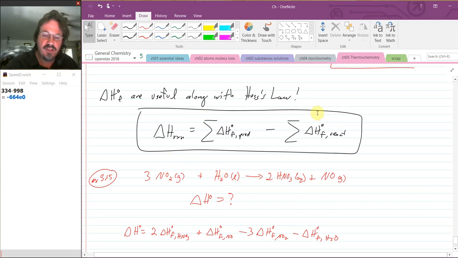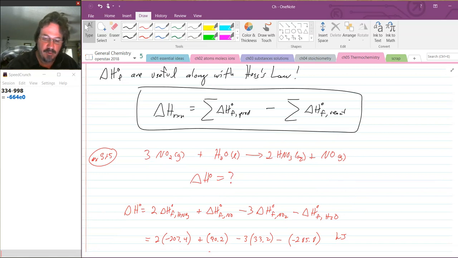And so I've got this general equation that says, hey, the delta H of any reaction is simply the summation of the delta H formations of the products minus the delta H formations of the reactants. Products minus reactants, you add them up and that predicts the delta H of the whole reaction. Looks like a scary equation, but it's actually very easy to use. Let's use problem 15 as that example.